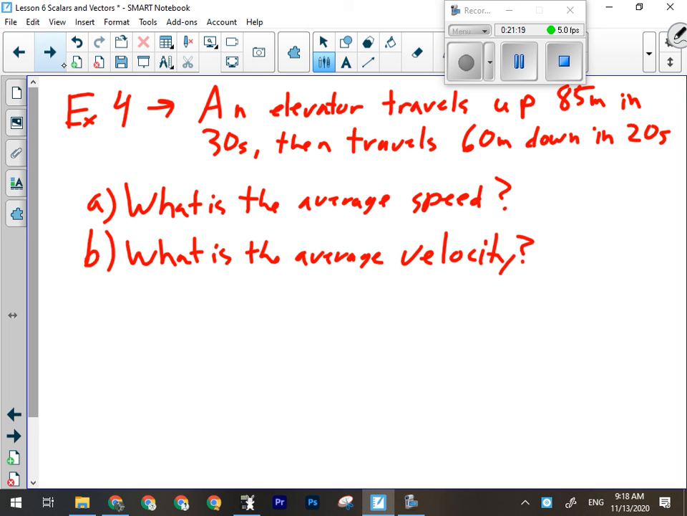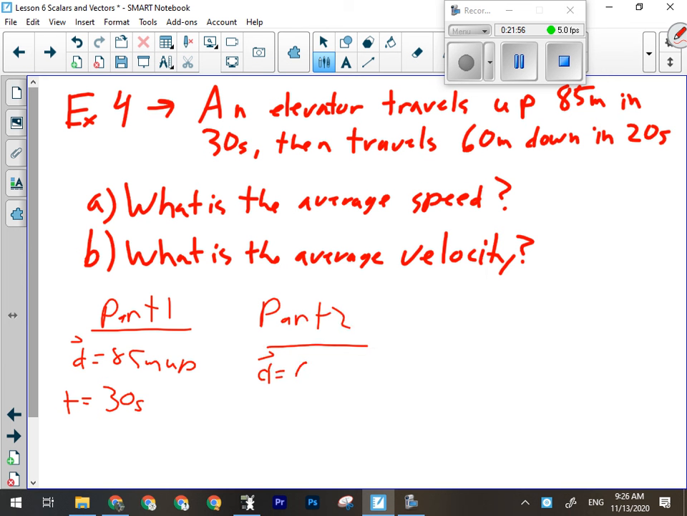Try that one, elevator. Okay, so this one's like a two-part question. Okay, so it's like the bus one that we did. All right, so elevator travels up 85 meters in 30 seconds, then travels 60 meters down in 20 seconds. We're looking for both the average speed and the average velocity. All right, so start out, write out our givens. Okay, for part 1, right, we know that the elevator moves up 85 meters. Okay, so that's a displacement. That takes 30 seconds. So that's our time. Okay, in part 2, we know that it moves 60 meters down, also a displacement. And that takes 20 seconds.